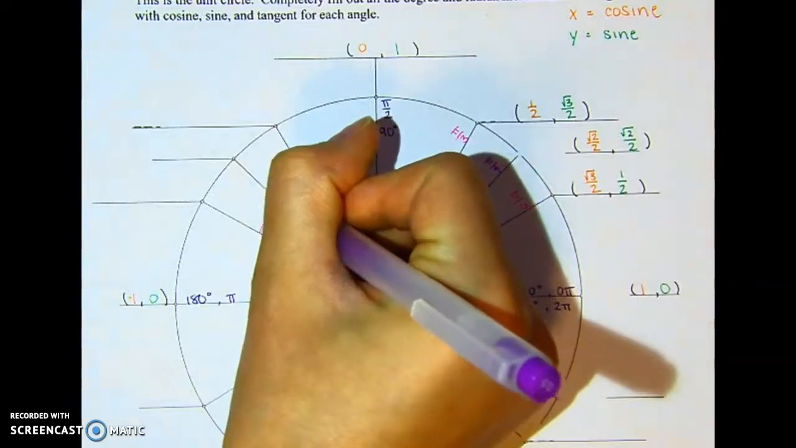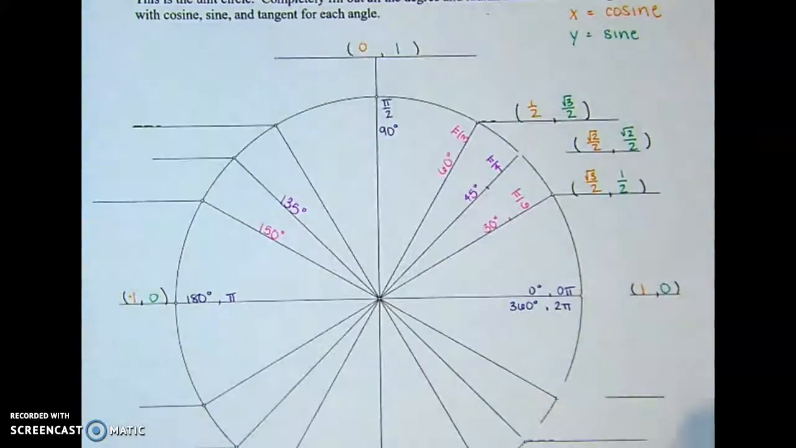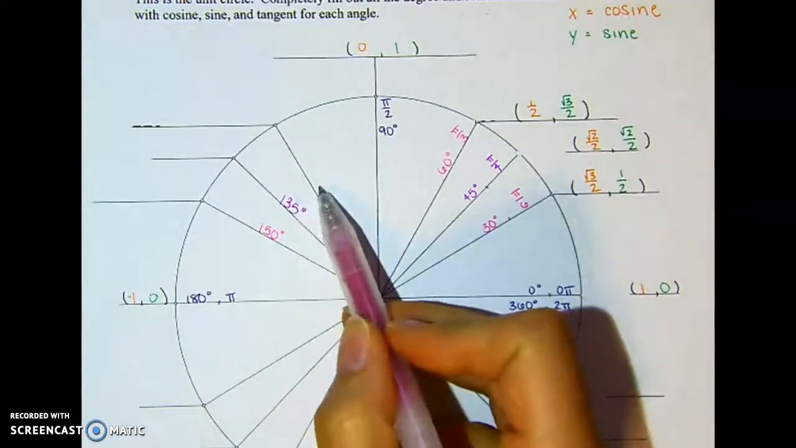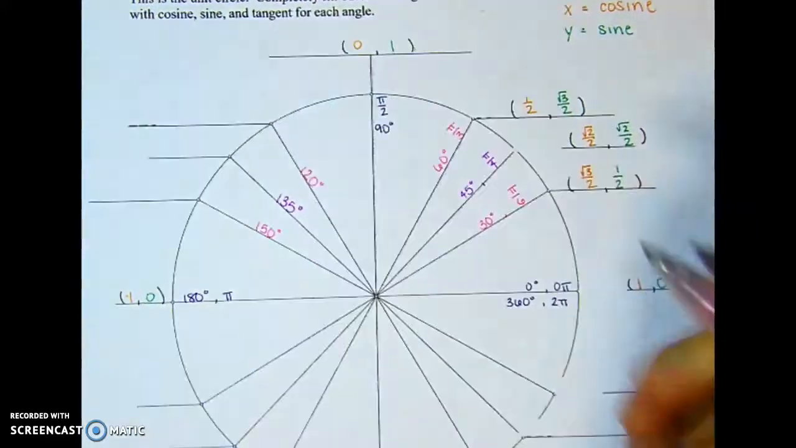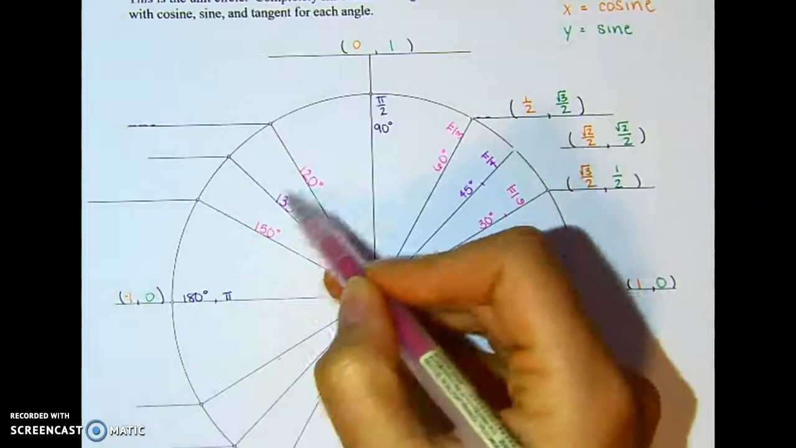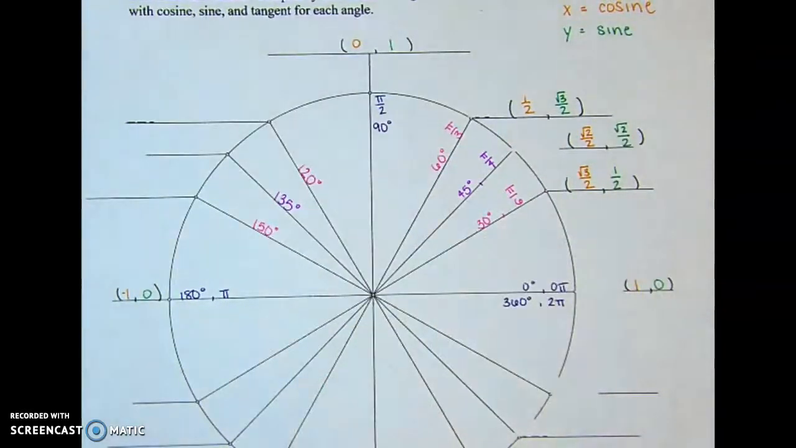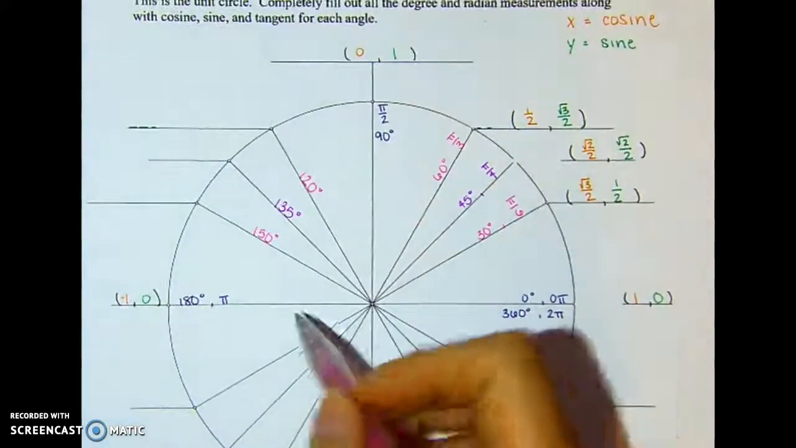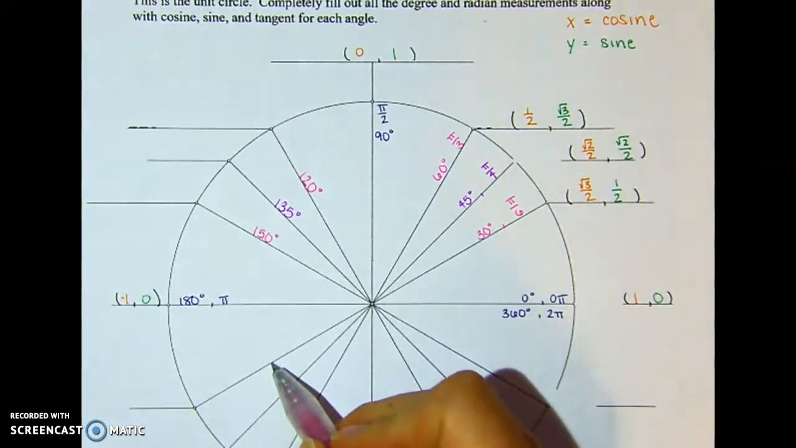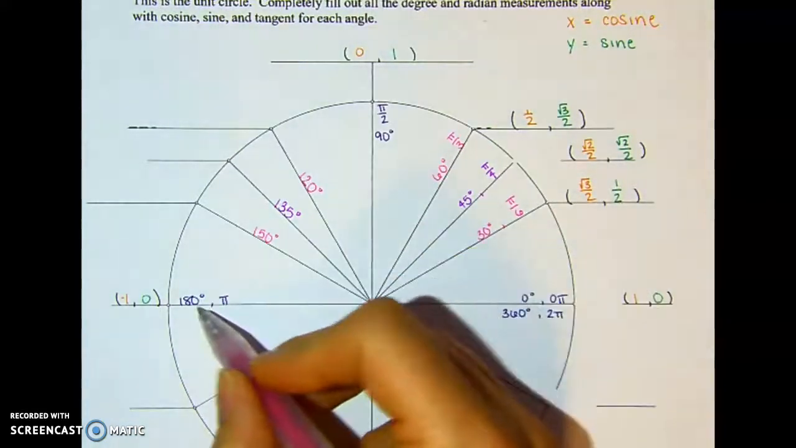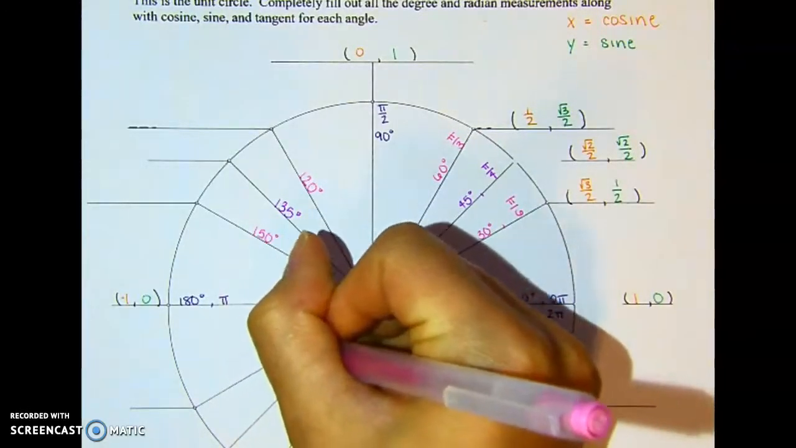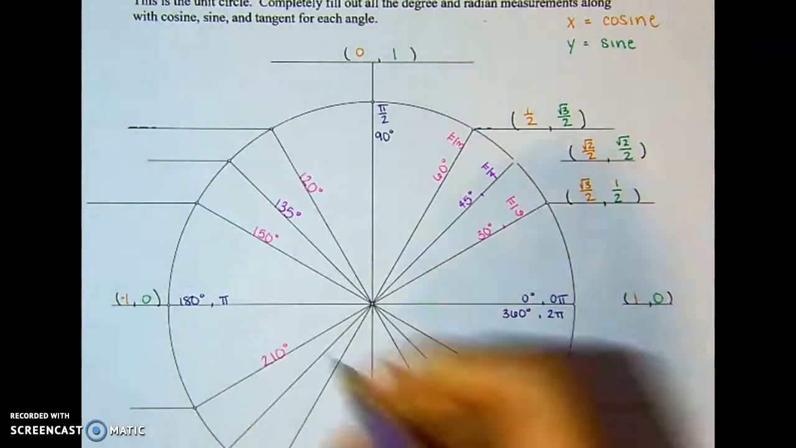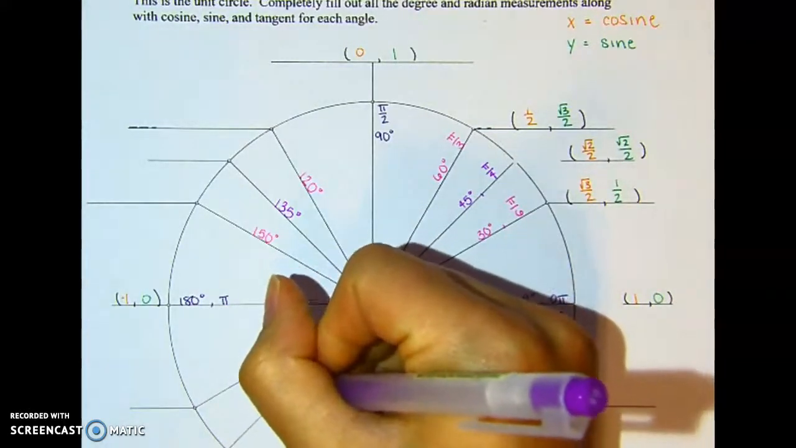So this is 135. And then finally, the reference angle is 60 degrees, so 180 minus 60 is 120. Then we have our reference angles down here. So this will have a reference angle of 30 as well. So 180 plus 30 is going to give us 210 degrees. 180 plus 45 will give us 225.